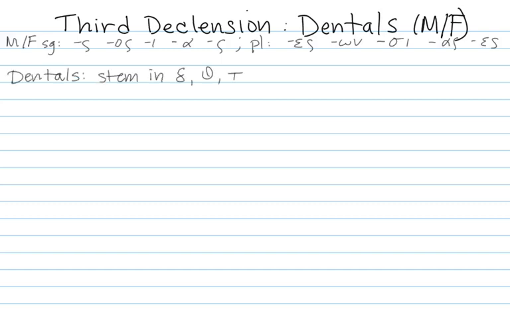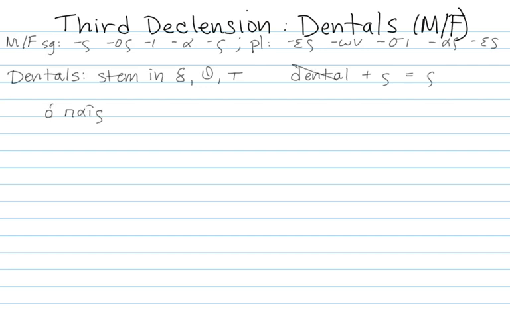Next up, let's look at what happens when the stem of a noun ends in a dental. So there's a reminder of your endings. The dentals are delta, theta, and tau. One of our rules here is that if you have a final dental letter in the stem plus the sigma, then the dental will go away and you'll just be left with the sigma.